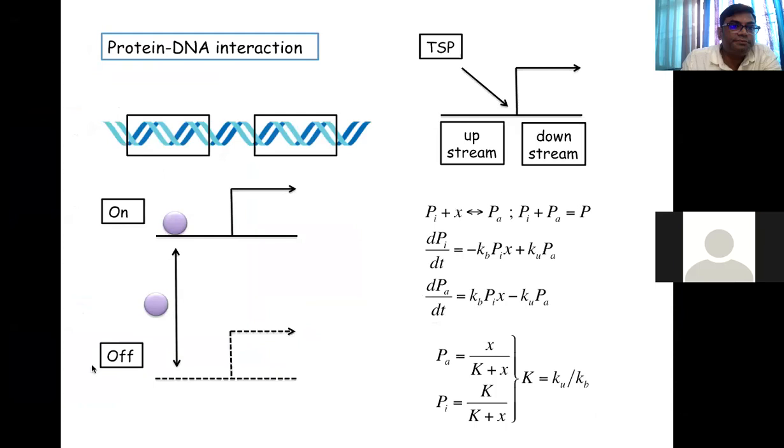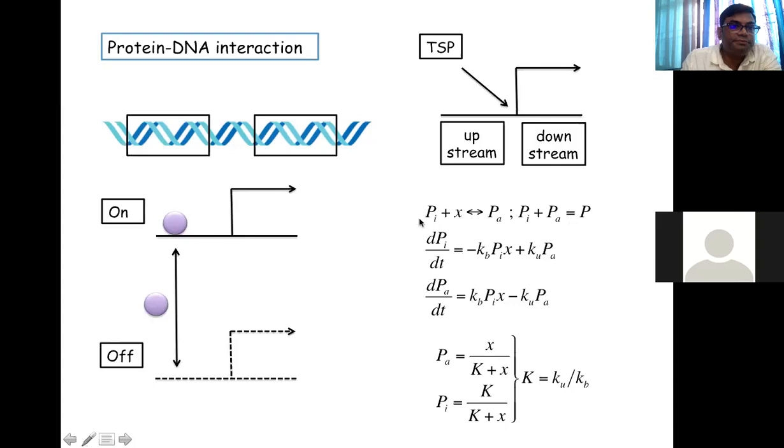So coming back again, we had this off state of the gene of interest and the on state. If we define the off state probability as pi and the on state probability as pa, so inactive and active state, and x as a transcription factor, this purple blob, we use the conservation equation, pi plus pa equals to p.